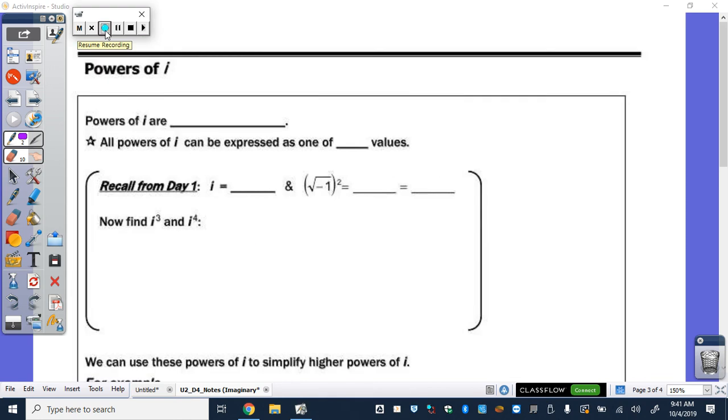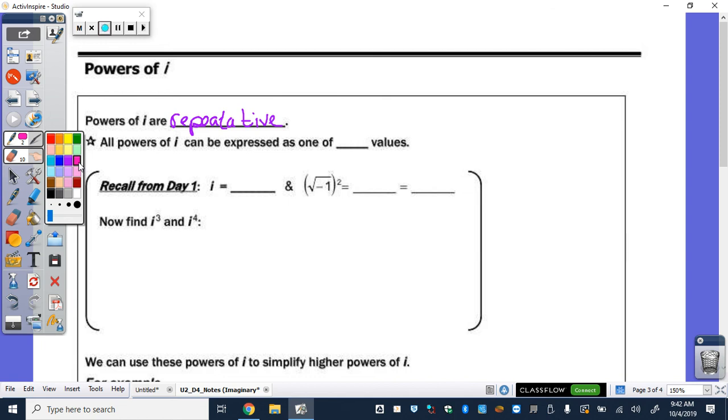I think I spelled that wrong. I don't care. I think I spelled it wrong. That's why I teach math.